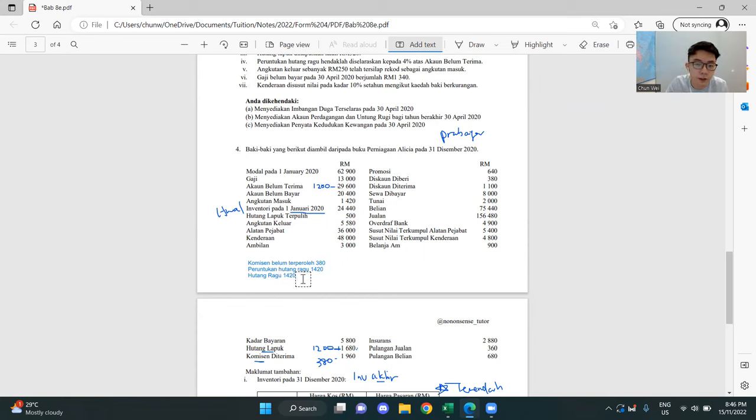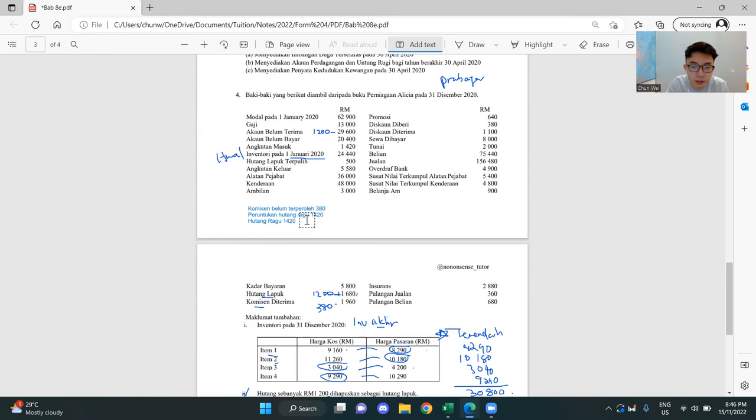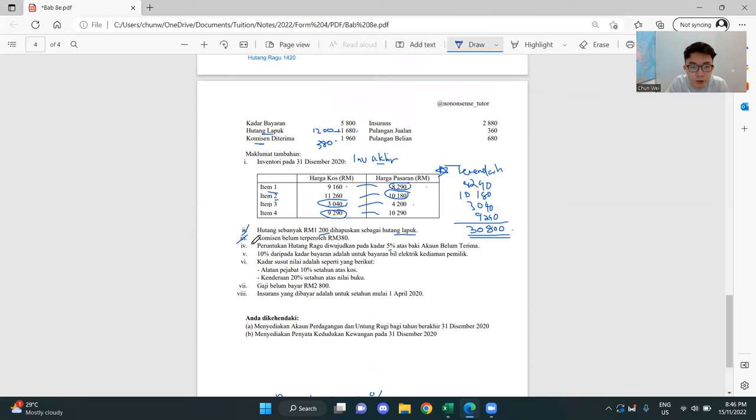Alright? Okay. So next. So you can see the amount is recorded in two places. Okay, next. So after your PHR, number 5, 10% daripada kadar bayaran adalah untuk bayaran bil elektrik kediaman pemilik. So whenever you see a kediaman, this is a keyword for ambulan. And how do we record for this ambulan? Dia cakap, it's a 10% daripada kadar bayaran.